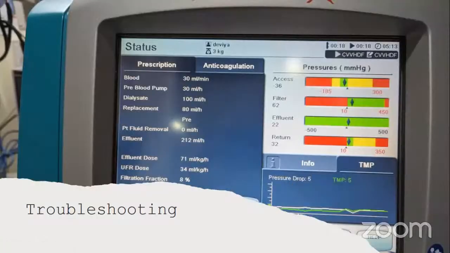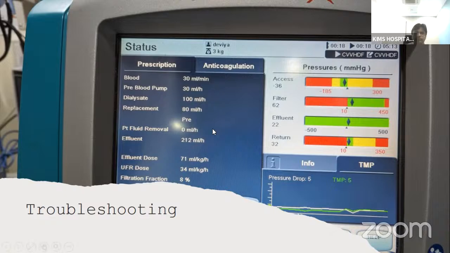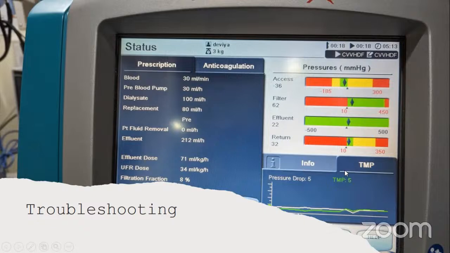Coming to the troubleshooting. So this is the communication unit. This part of the communication unit we already discussed. Now we'll see about the troubleshooting. So here we can see that four pressures are being measured, and two pressures are being calculated. That is the pressure drop as well as the TMP.